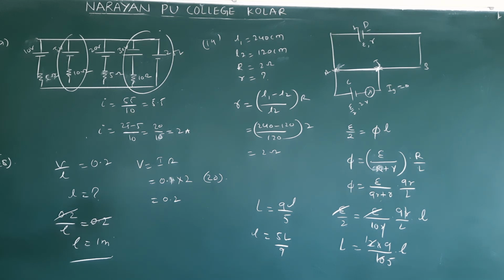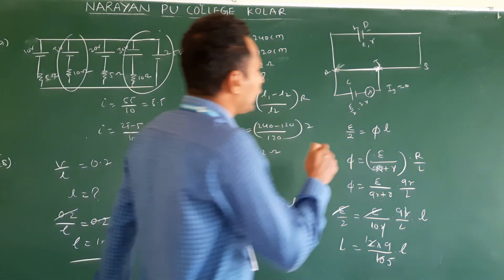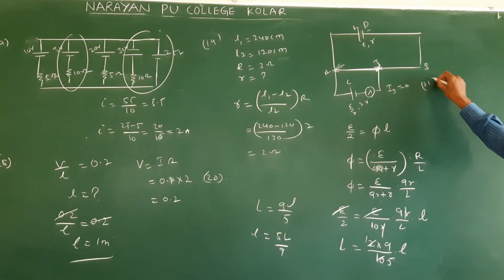Next, 21. The two wires A and B are of the same material, having radii in the ratio 1:2 and carrying currents in the ratio 4:1. The ratio of drift velocities? Simple relation. How do you follow it?